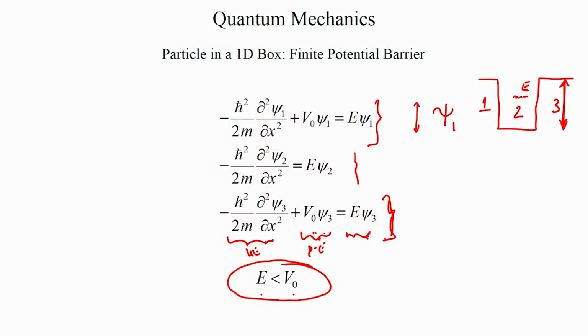So, if E is less than V naught, and if I have to describe a wave function in regions 1 and 3, then what I am trying to tell you is that the kinetic energy has a negative value. That's the implication of it. That's what classical mechanics would tell you. In classical mechanics, if E was less than V naught, there is no way the particle can have an existence outside region 2.